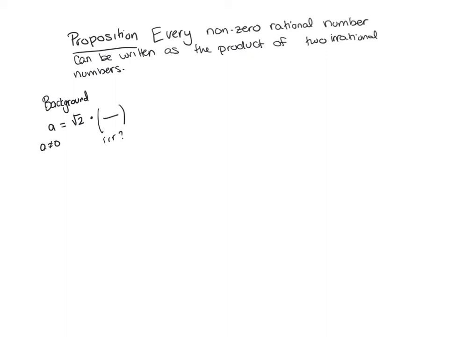Well, I know that a is equal to square root of 2 times, I need to get rid of that square root of 2 and plug in an a. So if I can show that a over the square root of 2 is irrational, then I can just say that a is equal to square root of 2 times a over square root of 2. So that's the product of 2 irrational numbers. When I'm trying to show it can be written as that, it's helpful to actually show exactly how to write it as that. But I need this lemma first.